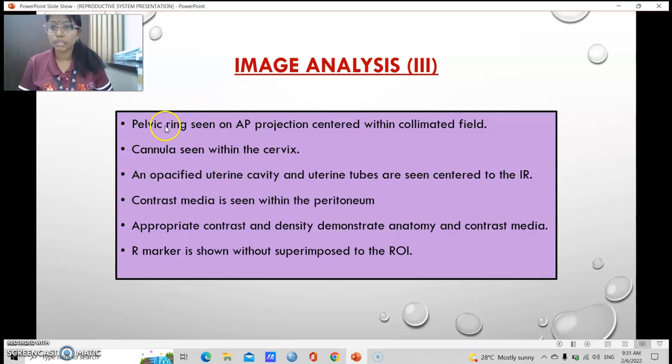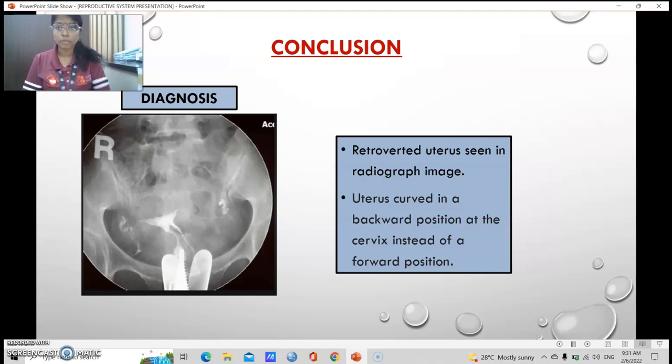Image analysis: the pelvic ring is seen on AP projection centered within the collimated field, the cannula is seen within the cervix, and the opacified uterine cavity and uterine tubes are seen centered to the IR. Contrast media is seen within the peritoneum. Appropriate contrast and density demonstrate anatomy and contrast media. The right marker is shown without being superimposed on the ROI, that is region of interest.